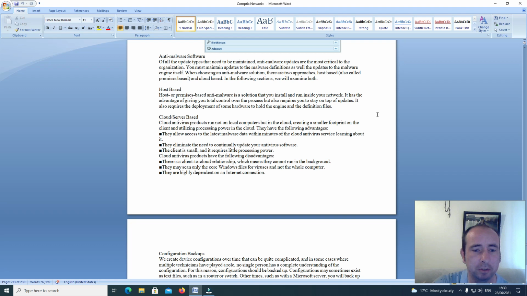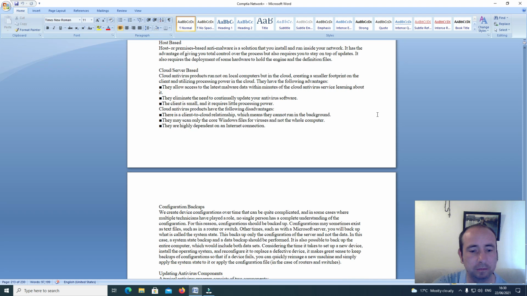Host-based or on-premise based anti-malware is a solution that you install and run inside your network. It has the advantage of giving you total control over the process, but also requires you to stay on top of updates. It also requires the deployment of some hardware to hold the engine and the definition files. Cloud server-based. Cloud antivirus products run not on local computers but in the cloud, creating a smaller footprint on the client and utilizing processing power in the cloud.